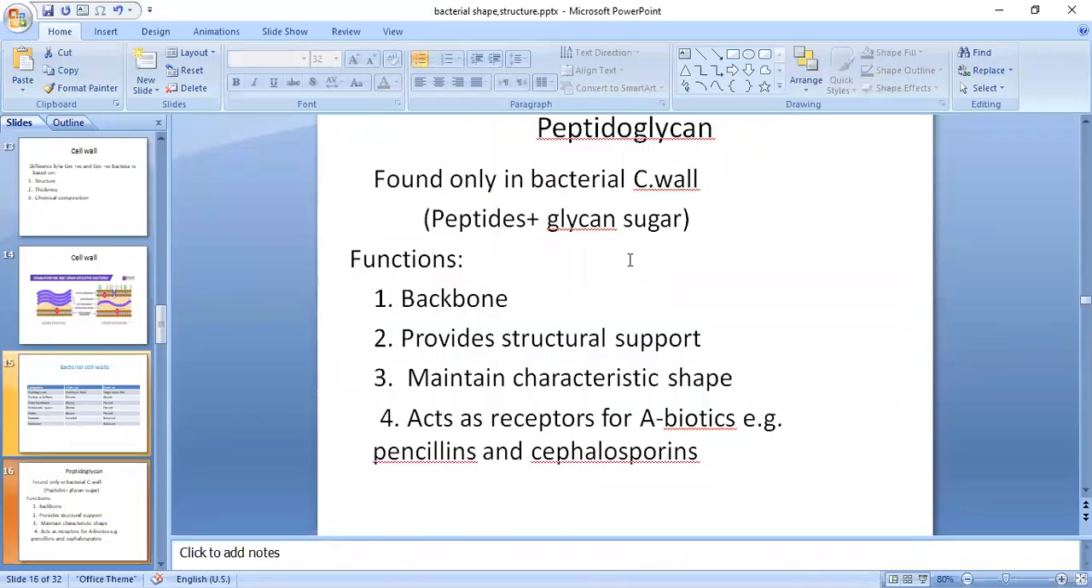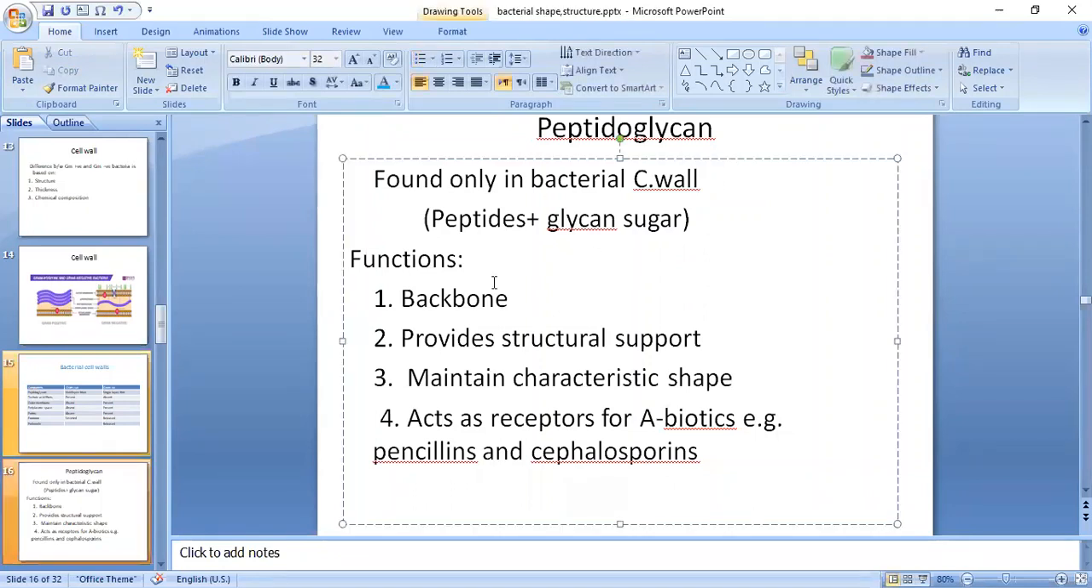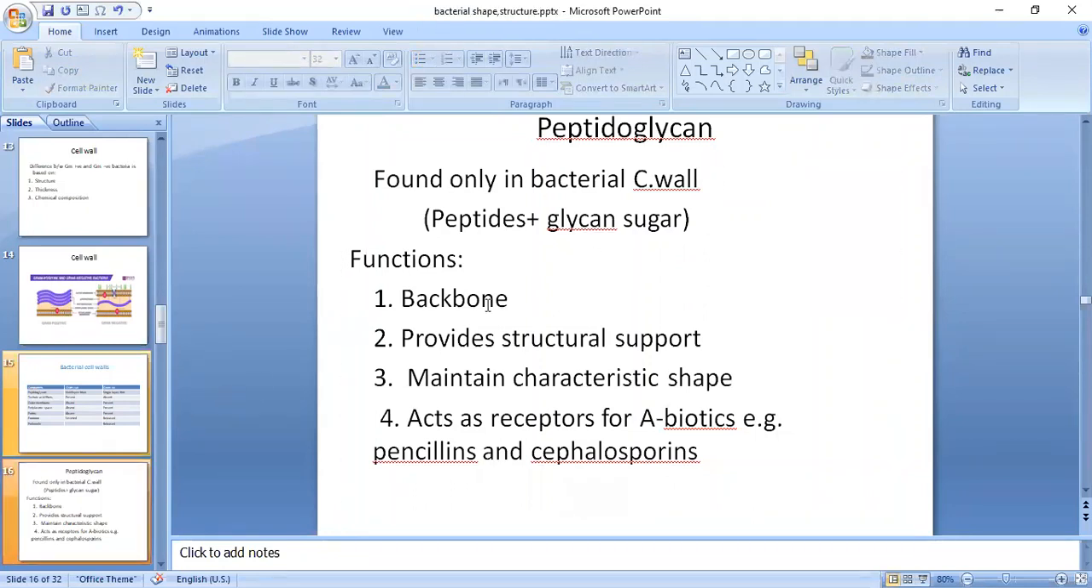Now coming to the layered peptidoglycan composition. What is the composition? As the name indicates, peptidoglycan has two components, the peptides and the glycan. So they are peptidoglycan in nature.